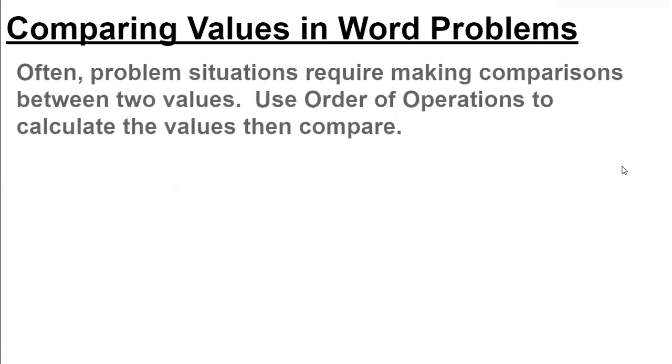So how do we compare values in word problems? Often problem situations require making comparisons between 2 values. We use the order of operations to calculate the values and then we compare.